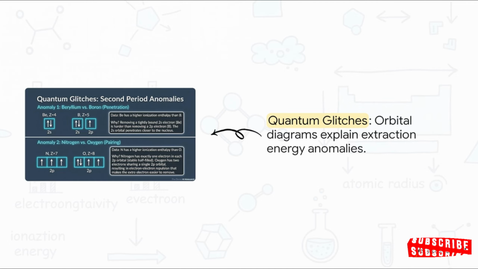Then, look at nitrogen. It has exactly one electron in each 2p orbital. That's a very stable, perfectly half-filled arrangement. Oxygen, sitting right next door, actually forces two electrons to share a single 2p orbital. That creates electron-electron repulsion, which ironically makes oxygen's extra electron surprisingly easier to remove than nitrogen's.